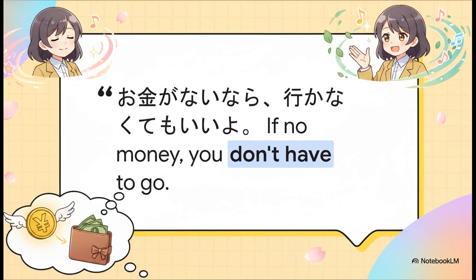And here is the magic. We see both of today's grammar points teaming up in one smooth sentence. Person A reacts to the whole being broke thing with nara, okane ga nai nara, if you don't have money. Then they instantly take the pressure off using our first grammar point, ikanakute mo ii yo, you don't have to go. This right here is exactly how native speakers build natural, supportive dialogue.